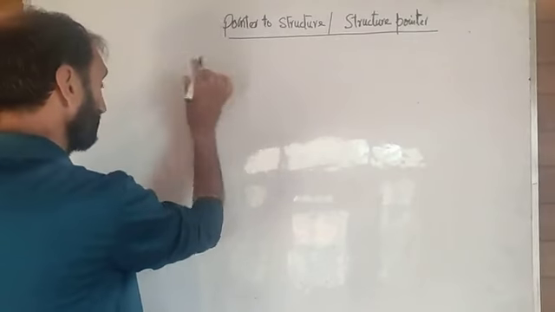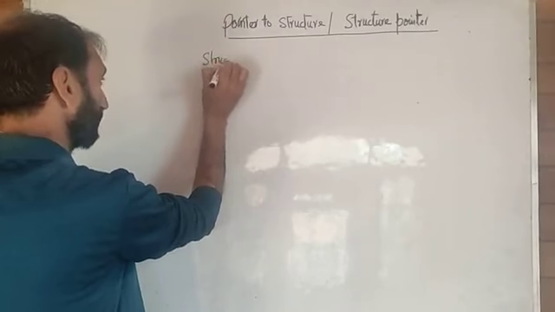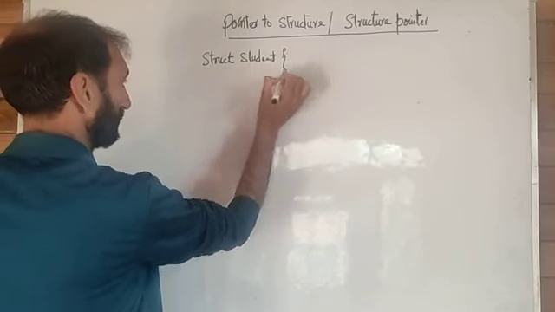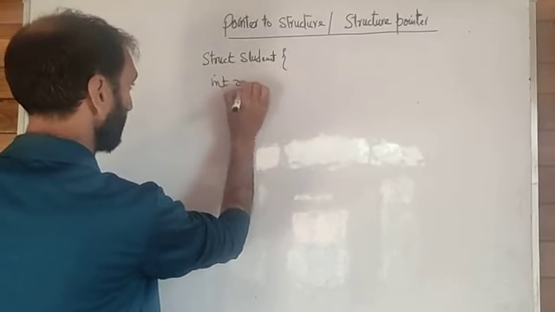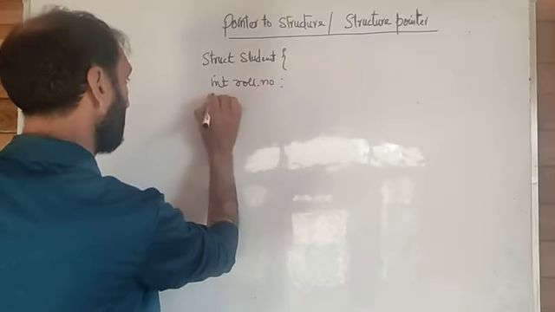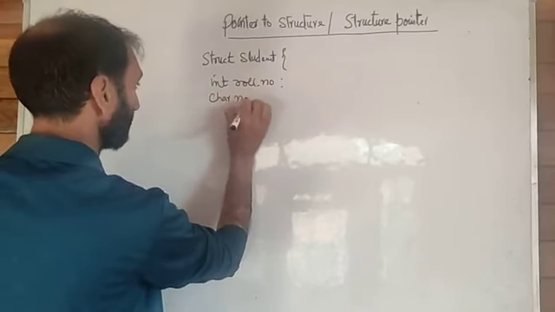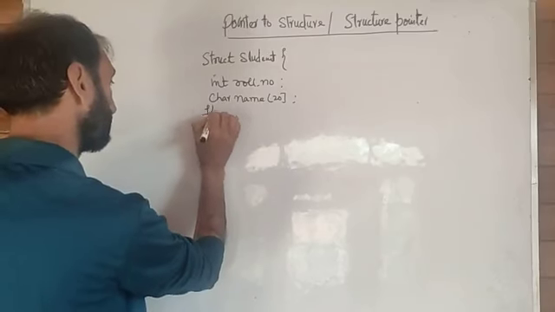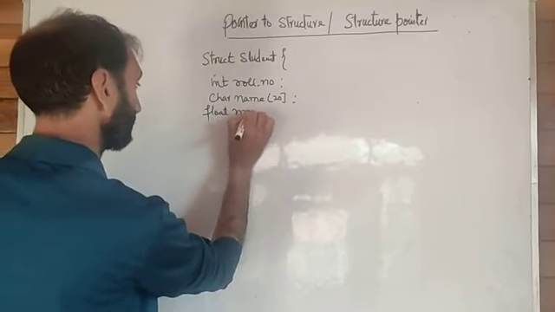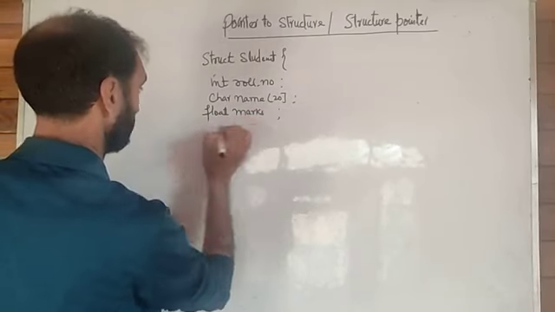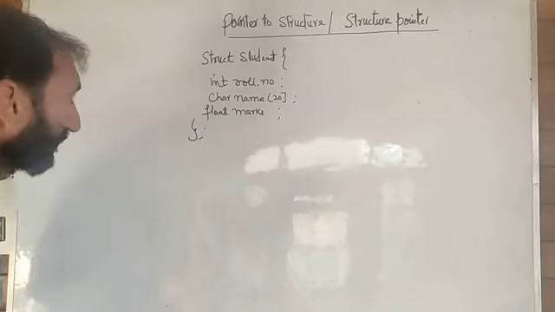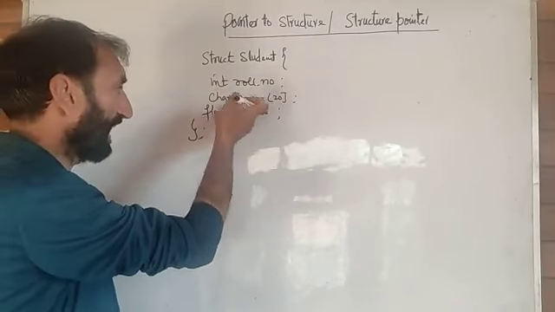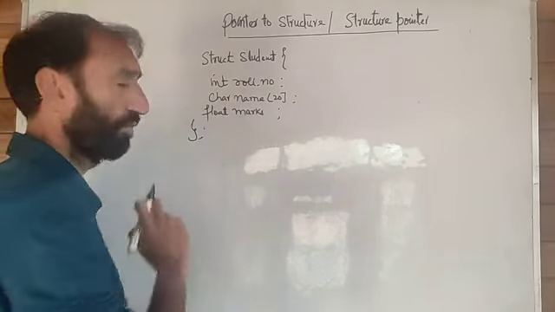For example, struct student, with roll number, char name of 20, float marks. Here I have defined a structure with three members: roll number of integer type, name of character type, and marks of float type.